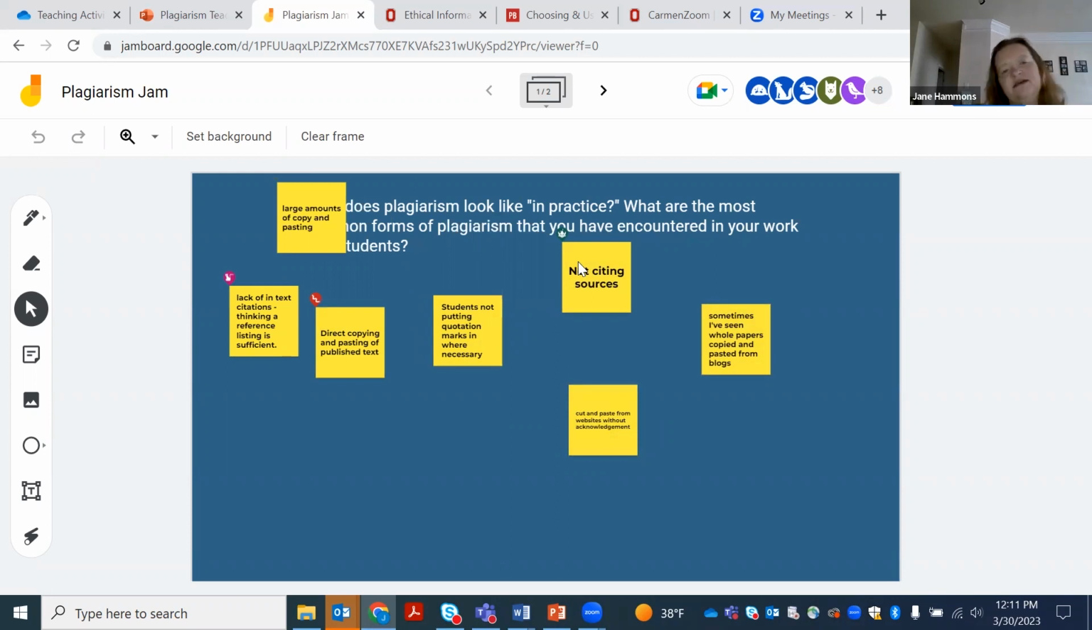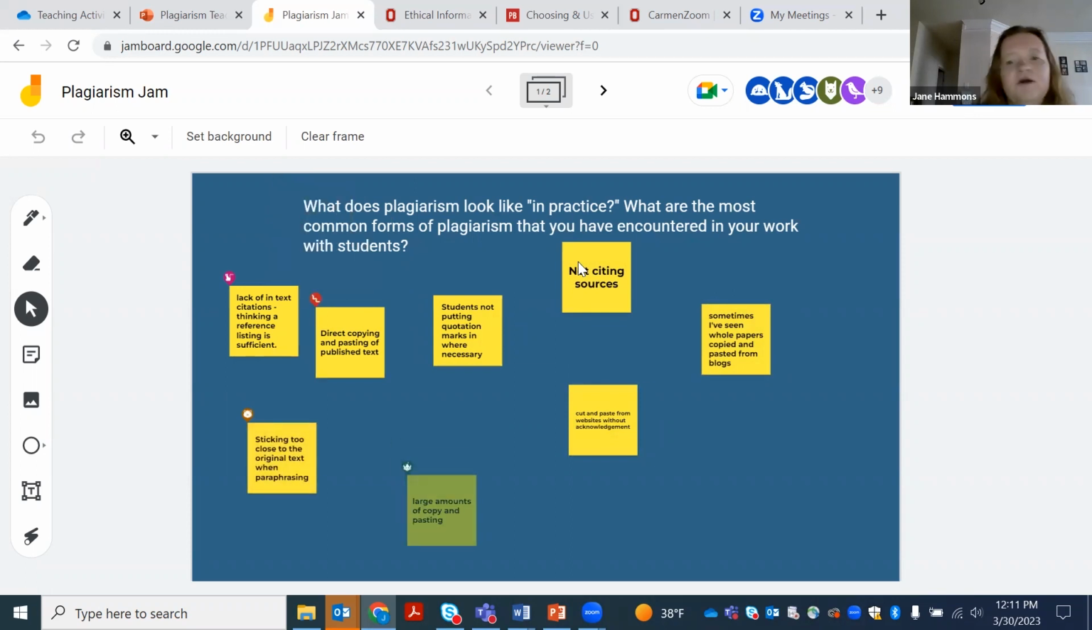Right, so we're definitely seeing some responses in here. A few folks have mentioned copy and paste, right? So copying and pasting large amounts of text into a paper. Yep, cut and paste from a website, from a blog, from other types of sources. Yes, absolutely. Sticking too close to the original text when paraphrasing.